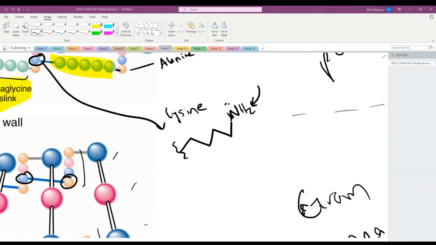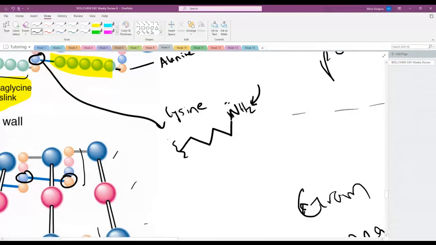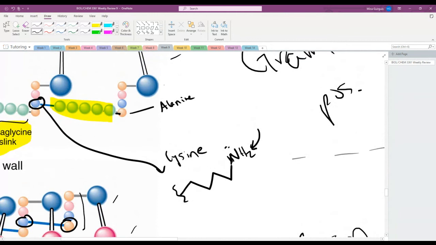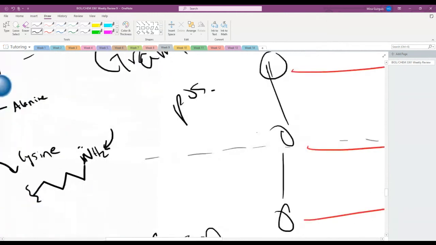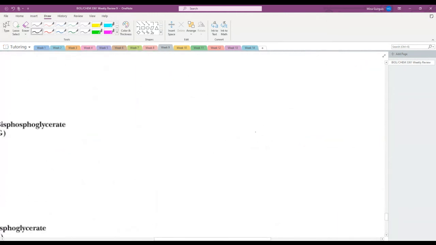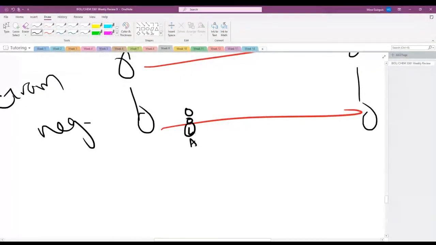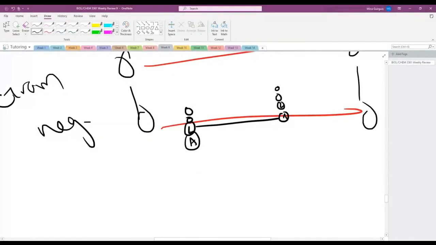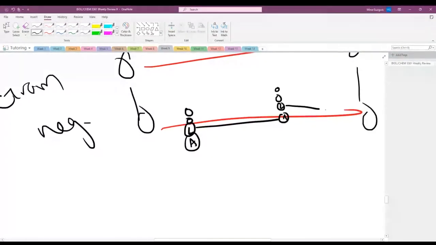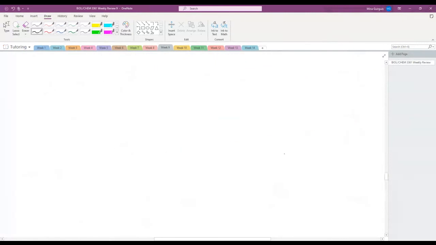That's called the cross-linking of the peptide side chains. However, in a gram positive, rather than going directly to alanine, so gram negative, I guess let's just draw right here. Amino acid 1, amino acid 2, lysine, alanine. We'll have this lysine bound to alanine, and then lysine, and then the other 2 amino acids, and then this lysine will be bound to alanine, and then also lysine, 2 amino acids, and so on.